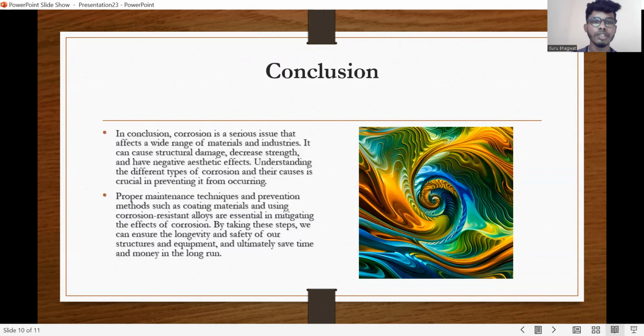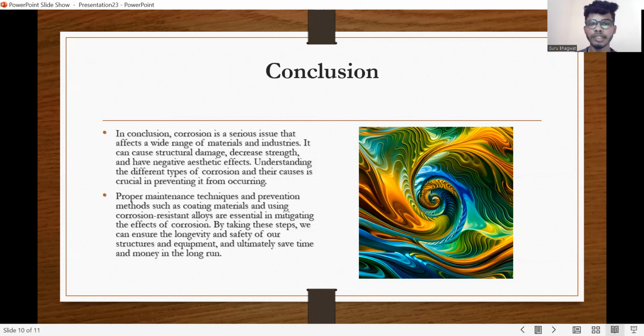So the final conclusion is that corrosion is a serious issue that affects a wide range of materials and industries. It can cause structural damage, decrease strength, and have a negative aesthetic effect. Understanding the different types of corrosion and their causes is crucial in preventing it from occurring. Proper maintenance techniques and using different preventing methods are very useful for metals and alloys. Coating materials and using corrosion resistant alloys are essential in mitigating the effects of corrosion.